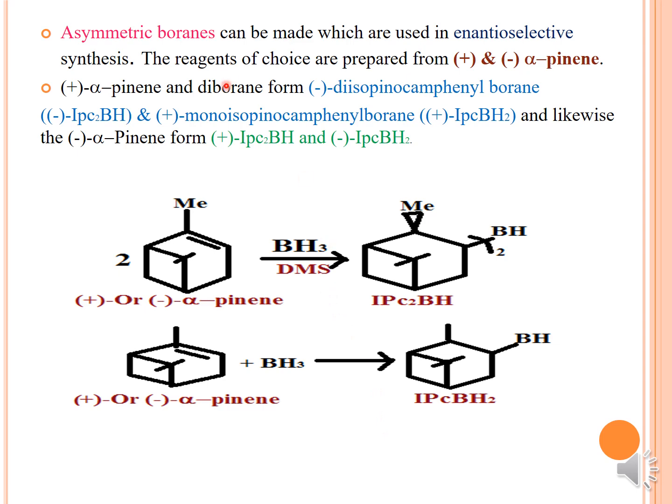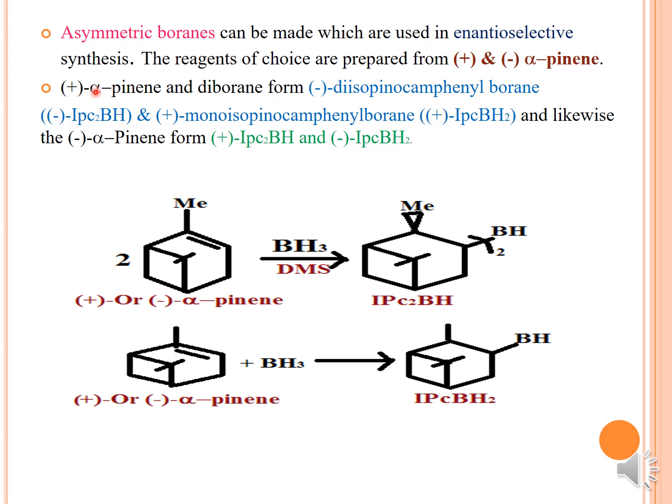Moving on to the next point, asymmetric boranes can be made which are used in enantioselective synthesis. Here the enantioselective synthesis, that is the asymmetric synthesis part, comes into the picture. The reagents of choice can be prepared from the plus and minus alpha-pinene that you will study in natural products, right? So alpha-pinenes and all. Either you can take the plus alpha-pinene or the minus alpha-pinene.